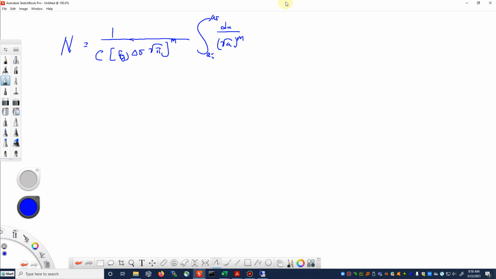So basically we're integrating a to the minus m over 2, and when we integrate, we add 1 to the exponent and divide by the new exponent. So I'm going to write down what we end up with here. To simplify this a little bit, I'm going to write this as 2 divided by m minus 2. We have the C, and this is the divide by the exponent term. We have C, f of g, delta sigma, square root pi, all to the m.